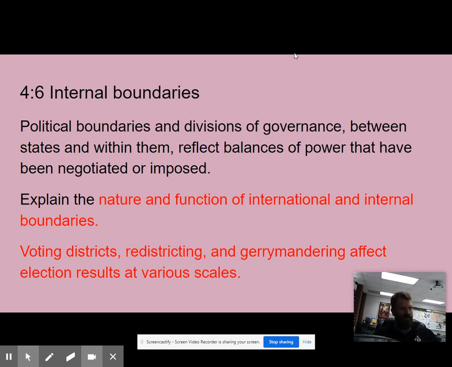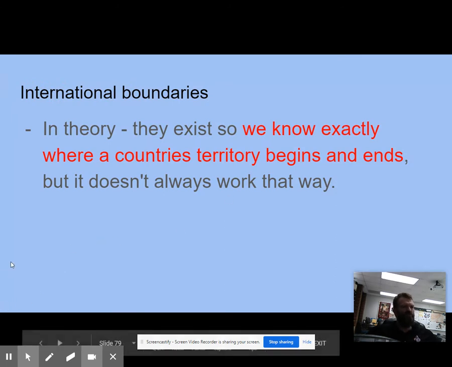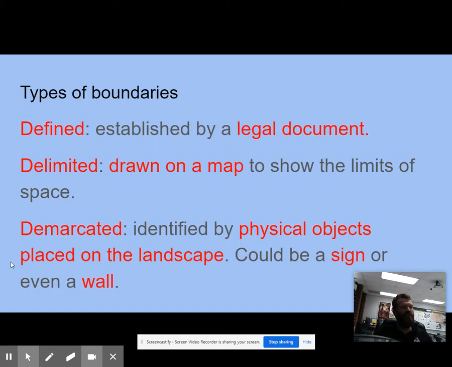Okay. All right. So international boundaries, in theory, exist so we know exactly where a country's territory begins and where it ends. But it doesn't always work that way, so it's not always perfect. And what we found with technology is that even inside the United States, what we thought were the boundaries of states were off. Not by a lot, it doesn't matter, but they weren't perfect. Okay, so types of boundaries.